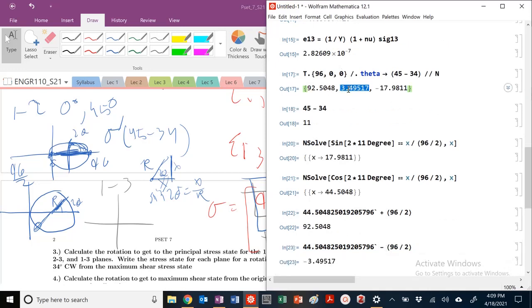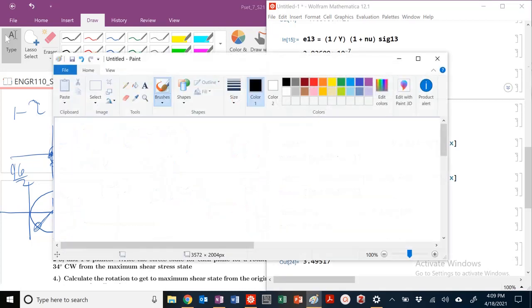Same thing. Same exact thing, except 96 anyways, divided. We would have it over here. So that has to be positive. It's not going to be negative because we have to pull it over here. Minus 3. There we go. 92, 3.4, 17. We got it.